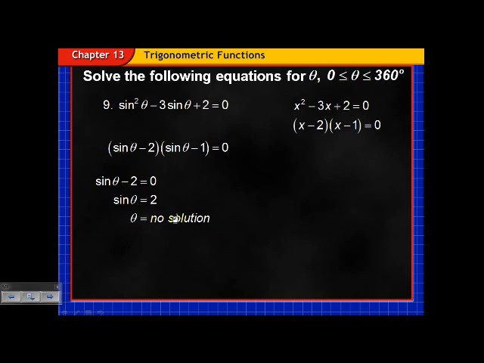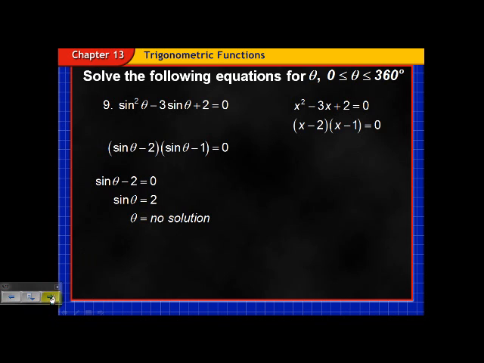Now you might be asking yourself, why is that no solution? Well, remember, sine is y, so this is saying, where is y equal to 2? Well, we're working in a unit circle, and a unit circle has a radius of 1, so there's no way that y can be equal to 2. Now that's pretty important, you might want to write it down. Sine and cosine will always be less than or equal to 1. We're working in a unit circle. X and Y can't be more than 1. So if you ever get a value for sine and cosine that is more than 1, you're going to have no solution.